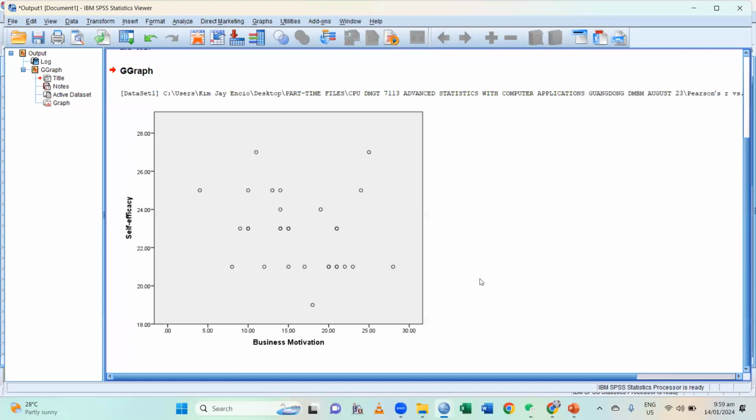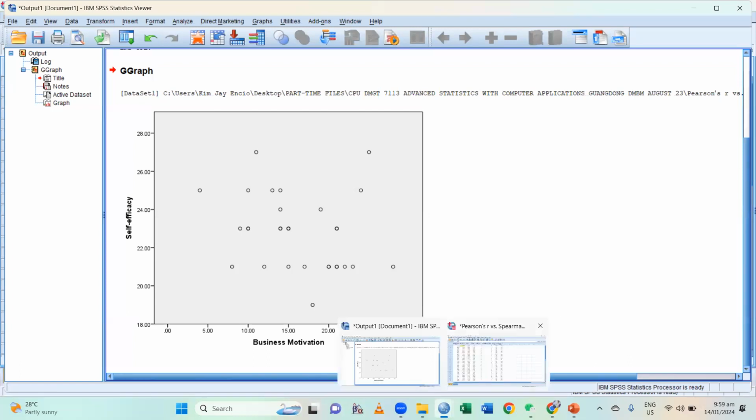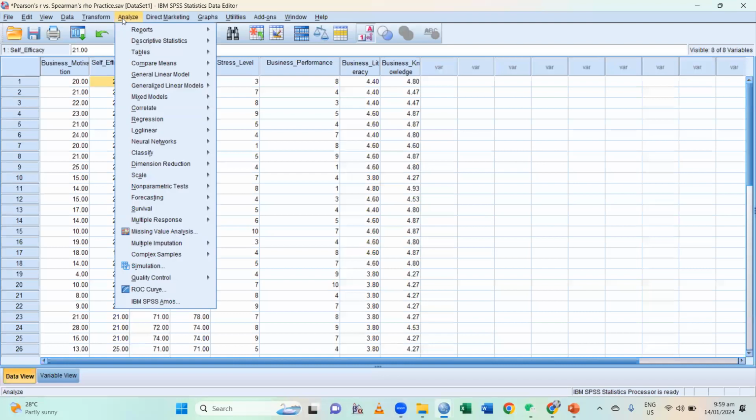Okay, so many of you are quite shy. It's okay. Negative, or there are many outliers. Okay, let's see. If we go back to our data, we click Analyze to do Pearson's r. You go to Correlate, and after Correlate, you go to Bivariate. No correlation, according to Ma'am Melissa. Okay, again: Analyze, Correlate, and Bivariate.